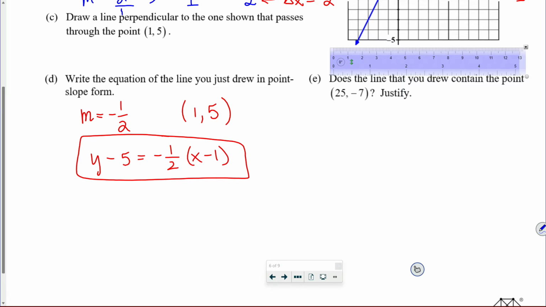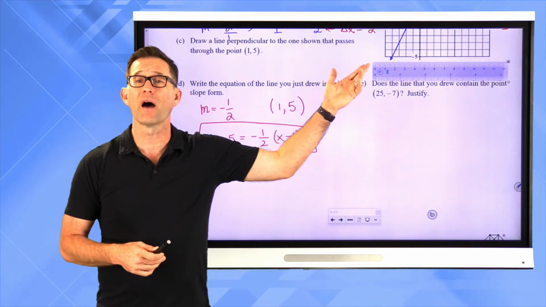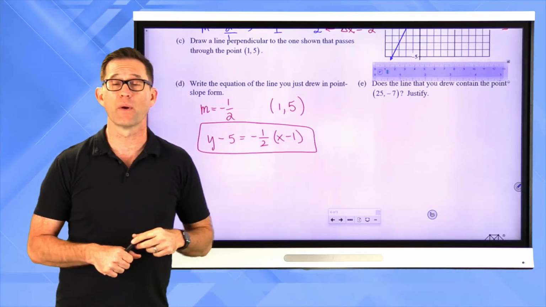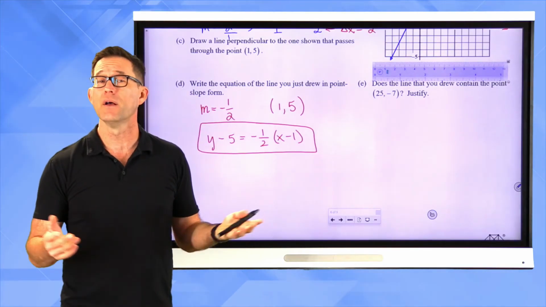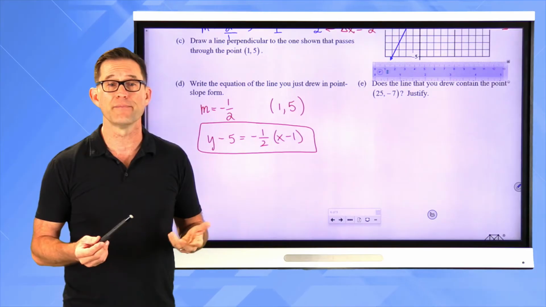Does the line that you drew contain the point 25, -7? Justify. Well, what I'd like you to do is try to figure that out. Obviously, we haven't got a grid that's long enough to see whether or not it goes through 25, -7. So why don't you go ahead and see if you can figure that out algebraically.